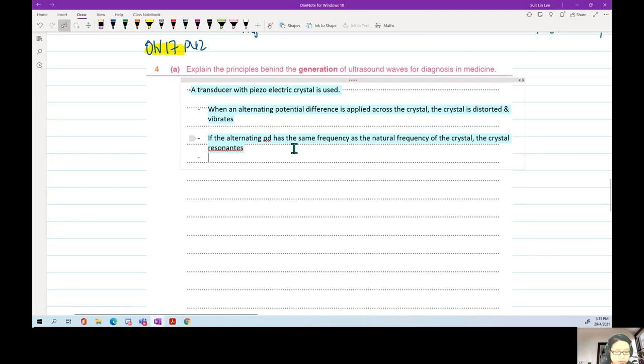Okay. Finally, the natural frequency of the crystal should be in the ultrasound range, which is a large frequency. That's it. We're done.